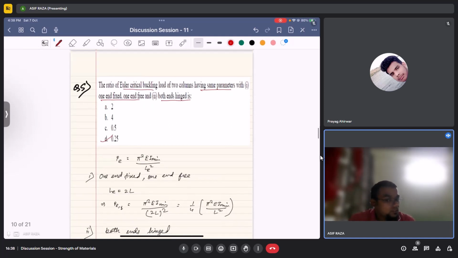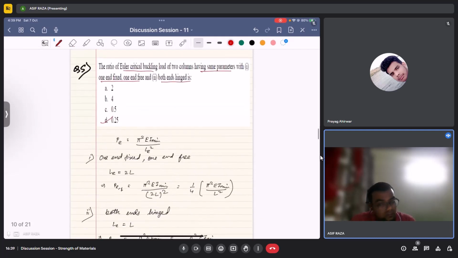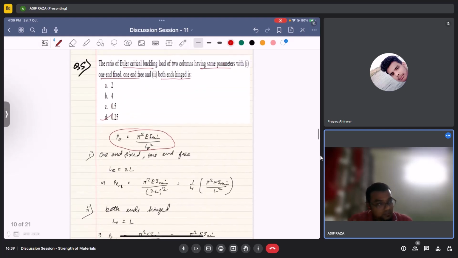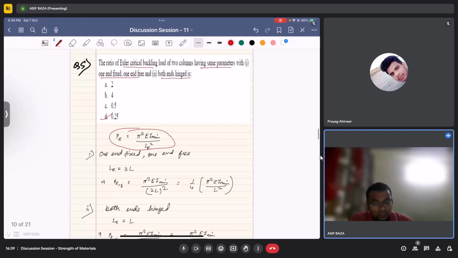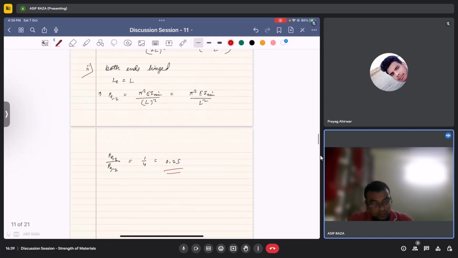I hope there's no issue in this question. It's straightforward, just the use of this formula and the application of the substitution of the effective length respective to the different boundary conditions. Okay. If you have any doubt, you can just ask anytime. Moving on to the next question now.